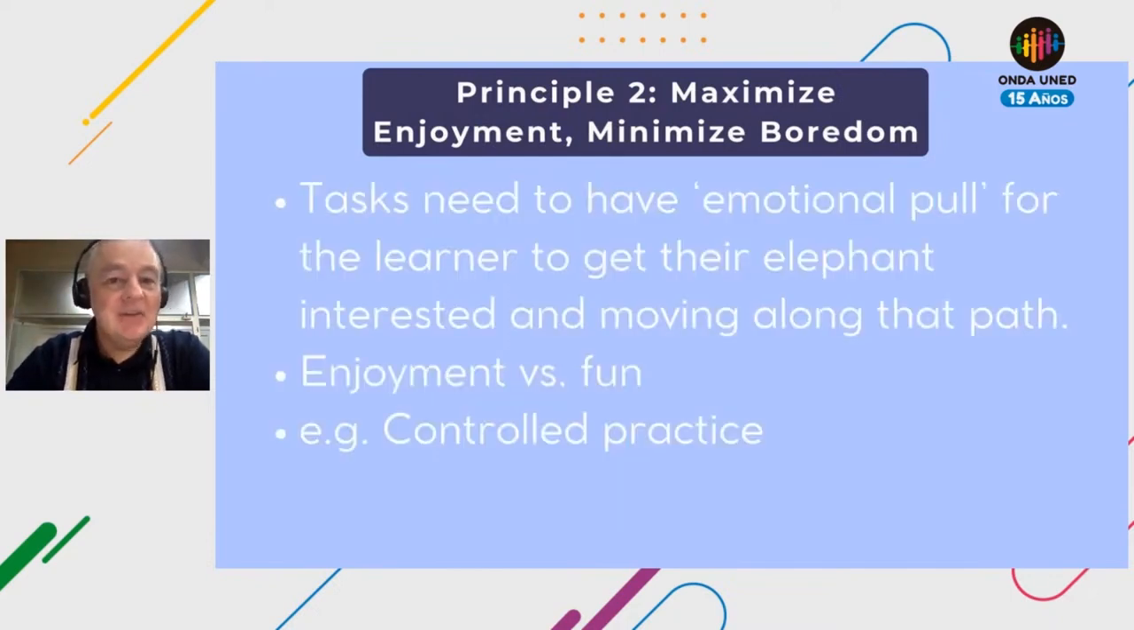Okay, so tasks need to have emotional pull for the learners to get their elephant interested in moving along that path. So something important that we need to clarify here, and this is something contrasting to the metaphor that I used before related to the attraction in the park. We need to make the difference between enjoyment and fun. Things need to be enjoyable, but you're not the entertainer of the students. It's not that they need to be laughing every 5 seconds. It's not a party, the class. Because this can be distracting, and that is not your role. Your role is for things to be enjoyable, but not necessarily fun. So I'm almost out of time here.